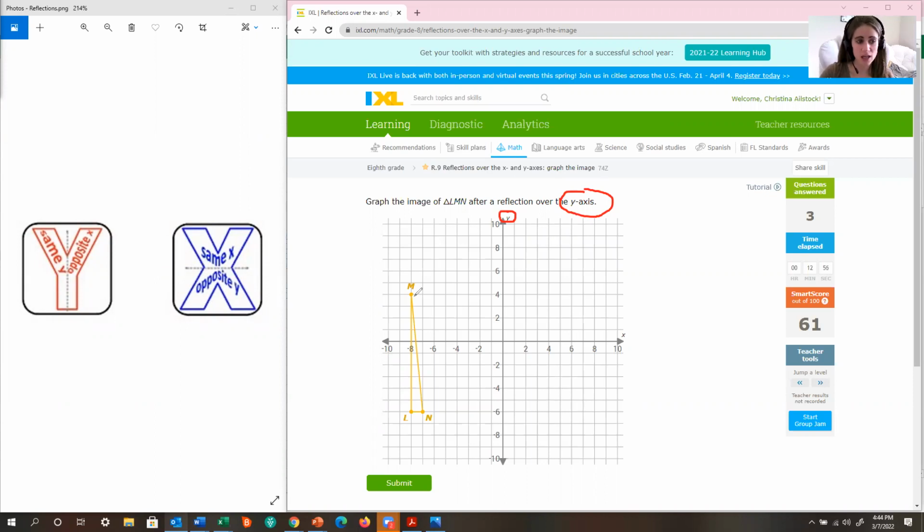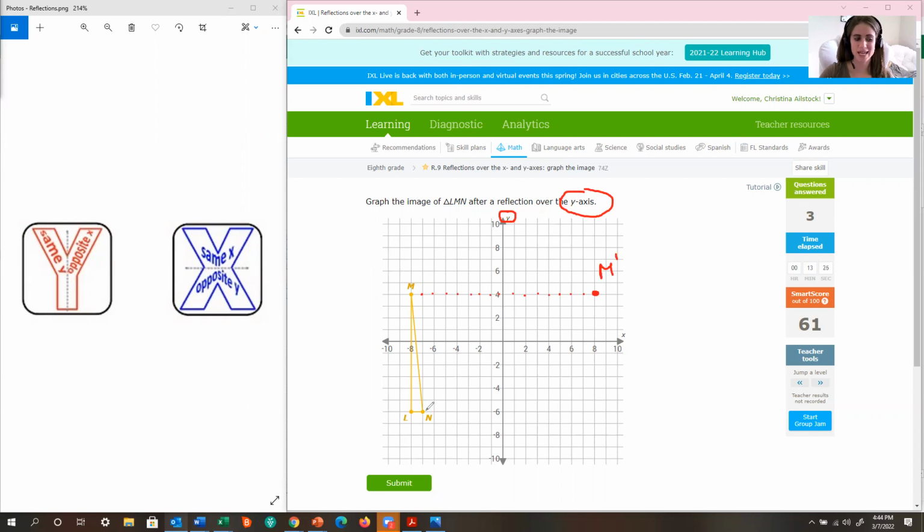Let's do point M with the graphing method. I notice that M, if I'm reflecting it across the y-axis, that's my line of reflection, is 1, 2, 3, 4, 5, 6, 7, 8 units away. So if I reflect it, it's going to go 8 units away on the other side. Right here would be the location of our M prime.